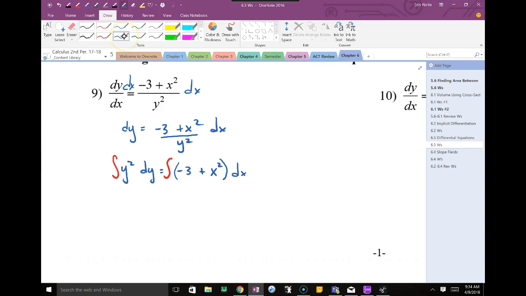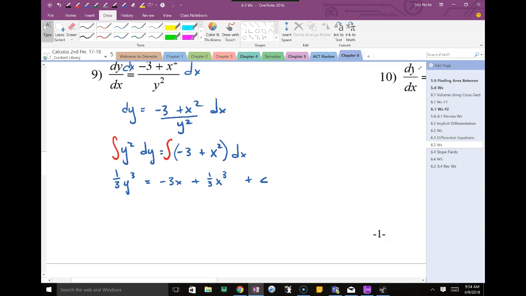So, what is the integral of y squared? Good. 1/3 y cubed. What is the integral of -3? Good. -3x. And the integral of x squared? 1/3 x cubed. And we throw a plus c. Cubed. Ooh, thank you very much. Good catch. Cubed.